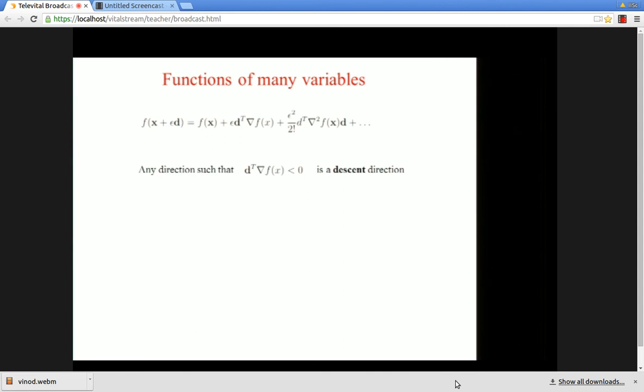What does this mean? It means any direction d such that d transpose times the derivative is less than 0 is a descent direction. Of course, you can again take the negative of the derivative, which is minus del of f of x, which will still be a descent direction. But what does this mean in pictures? You have del f of x, you are at this point, and your gradient points in this direction, right? What equation does this red line satisfy?